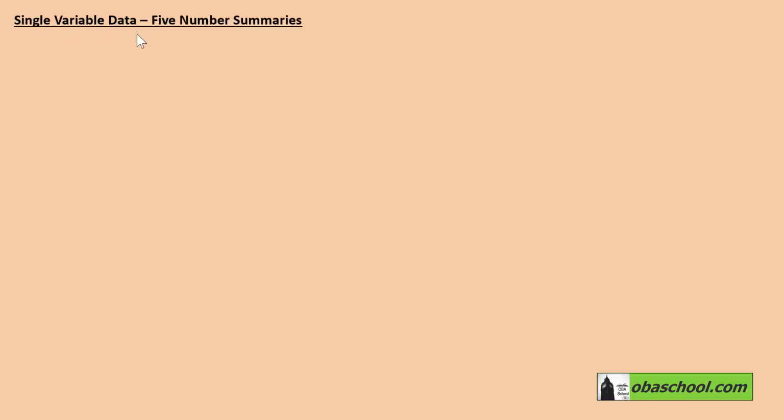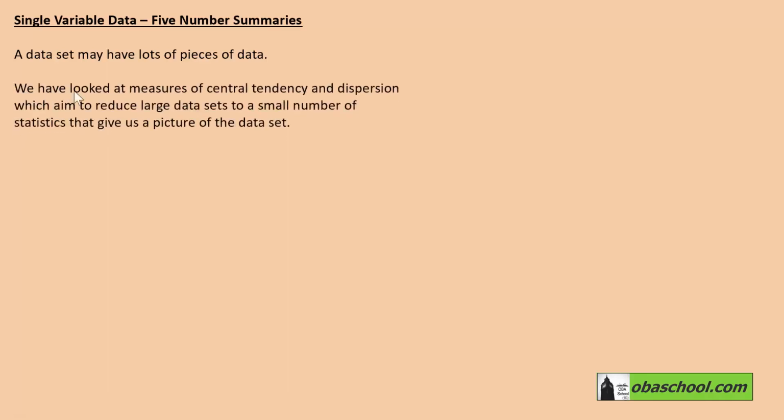Single variable data. 5-number summaries. A data set may have lots of pieces of data. We have looked at measures of central tendency and dispersion which aim to reduce large data sets to a small number of statistics that give us a picture of the data set.